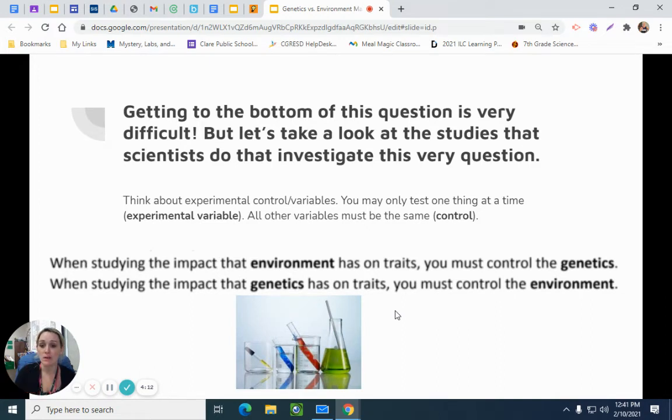So if you're thinking about studying genetics versus the environment, if you're studying environment, you would need to have a set of identical twins who share the same DNA, because you would need to keep that as a controlled variable. Genetics would need to be controlled if you're studying differences or experimental variables perhaps caused by the environment. So scientists often use twins in a lot of these studies because their genetics are the same, so that gives them a control variable.